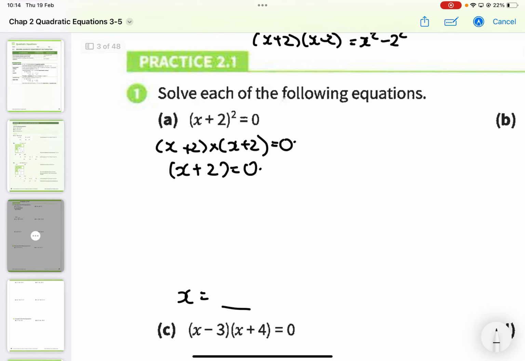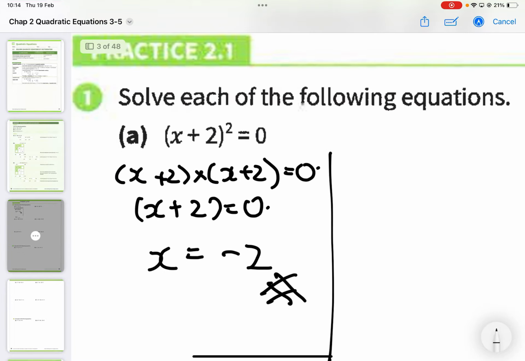Then we need a bit of manipulation. We need to subtract 2 on both sides. Subtract 2 on the left, become x. Subtract 2 on the right, become x equals minus 2. This is the answer. In this case, because the two brackets are the same, that's why there is only one answer.